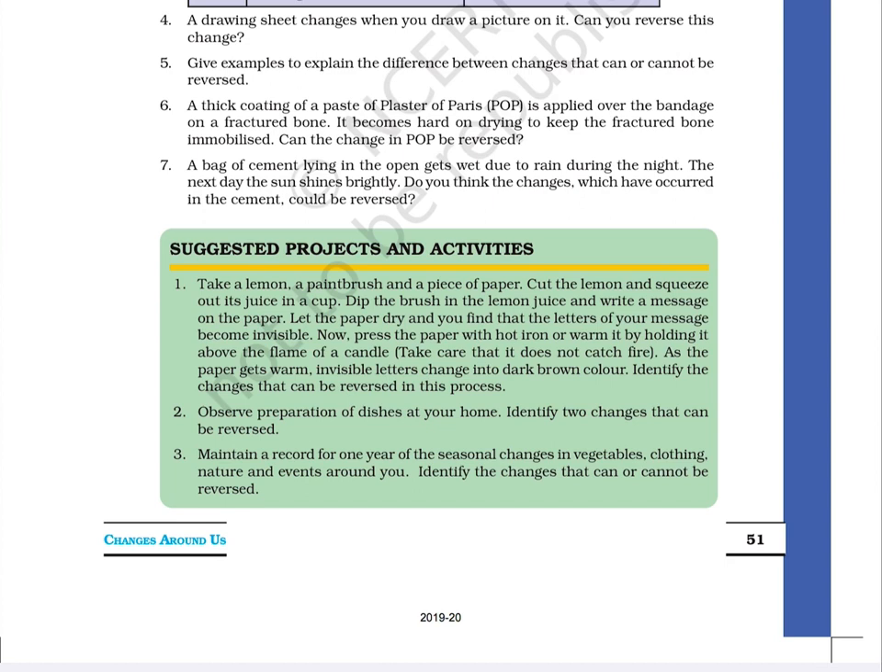2. Observe preparation of dishes at your home. Identify 2 changes that can be reversed. 3. Maintain a record for 1 year of the seasonal changes in vegetables, clothing, nature and events around you. Identify the changes that can or cannot be reversed. Chapter 6 of total 16 chapters ends here.